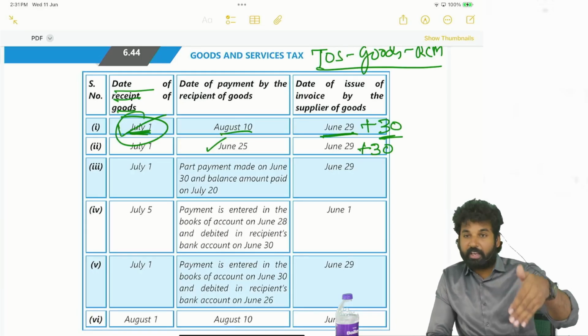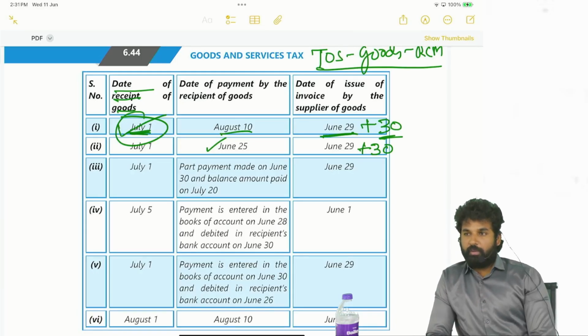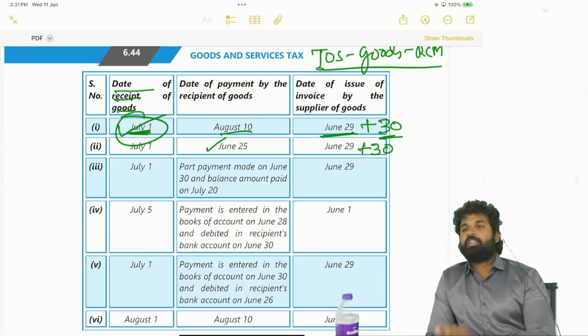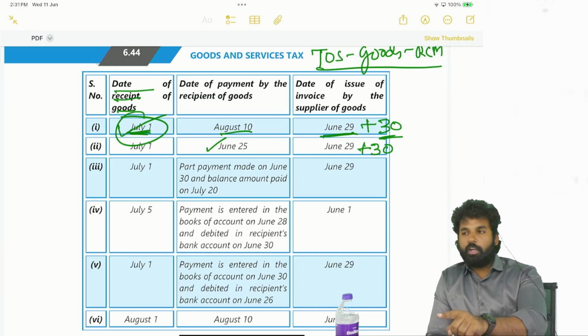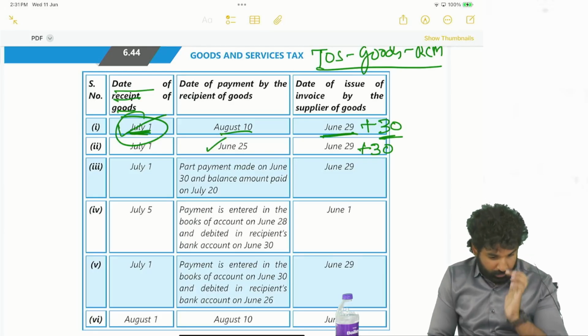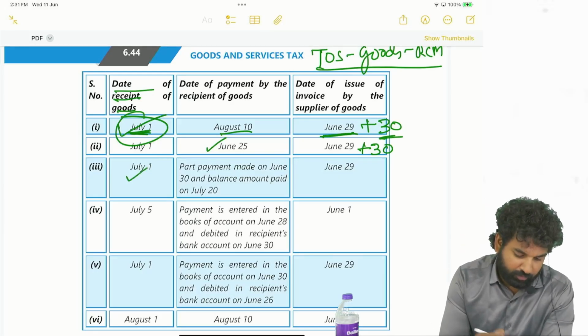No. This is the case of reverse charge. Now you tell me, you are liable? See, advance on the goods means you need not pay GST on advance, but only in case of forward charge. This is an exception. So under reverse charge, even when you make the payment in advance, you may end up paying GST, because date of payment is one such parameter. Okay? Right.